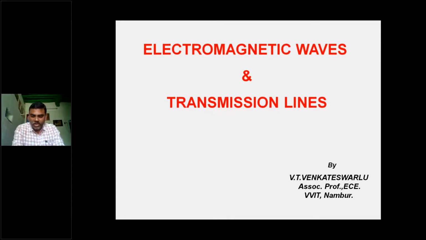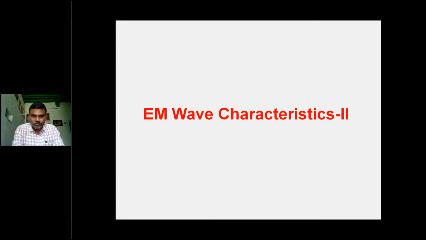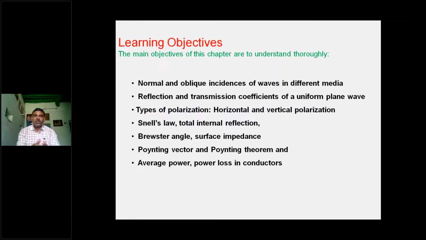Okay, I will go to EM wave characteristics 2. So in this one, the main objectives are what is meant by normal incidence and oblique incidence, and for the different media, how the wave behaves with normal and oblique incidences, what is meant by reflection coefficient and transmission coefficient, and how to find the reflection and transmission coefficients for those two different cases.